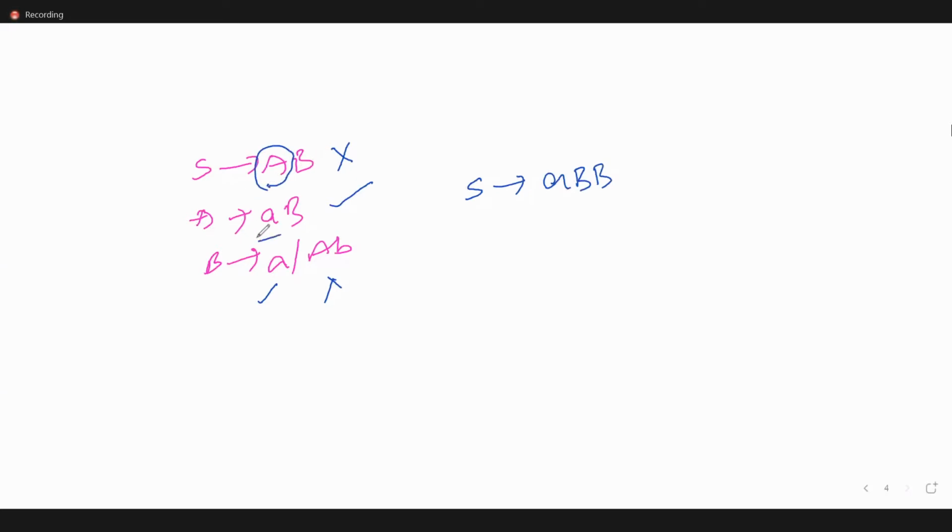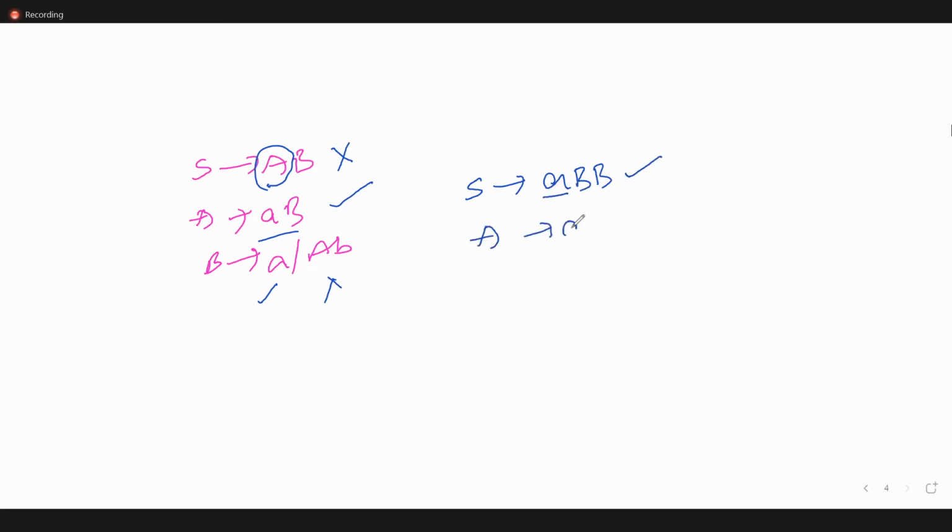Can I replace this A with AB in this place? Yes, ma'am. Okay, now if you see, is it in GNF? Yes, ma'am. Because starting with terminal, after you may have any number of variables, no?